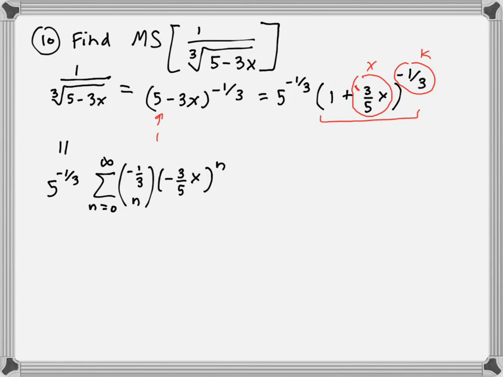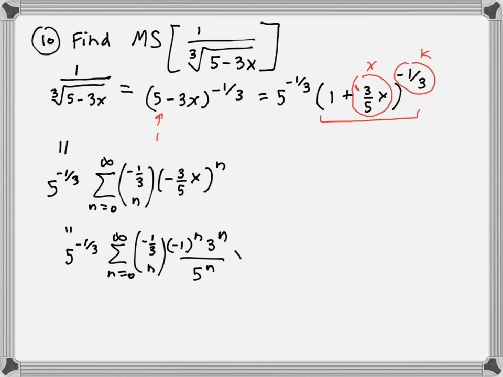So this is what we get. Or if I want to write this out, I get the following. So let's actually expand what's inside, okay? And then I'll put the 5 in at the very end, okay? So we end up with negative 1/3, choose n, and then we get negative 1. I'll take that guy out, and then I have a 3 to the n, and then I have a 5 to the n, and then I have an x to the n. But now I can put that 5 in, and that 5 to the negative 1/3 means it's going to get added to the bottom. And so my formula becomes the following.